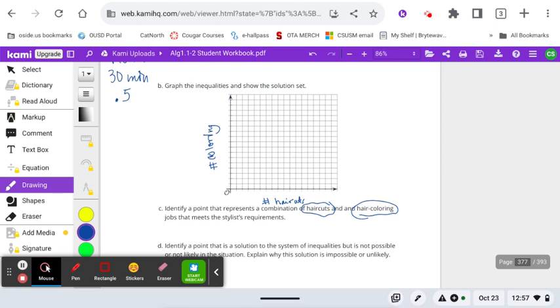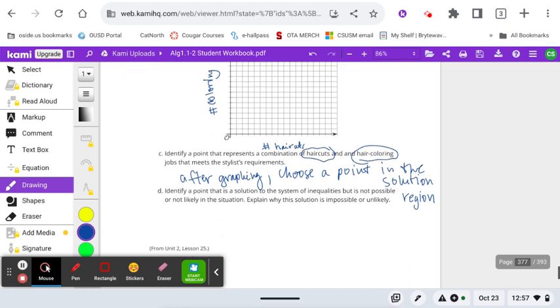Identify a point that represents a combination of haircuts and hair coloring that meets the stylist requirement. So after graphing the lines and the shading, choose a point in the solution region. And remember that the solution region is the double shaded area, the overlap. So any number of haircuts and coloring jobs that fit within that double shaded region.